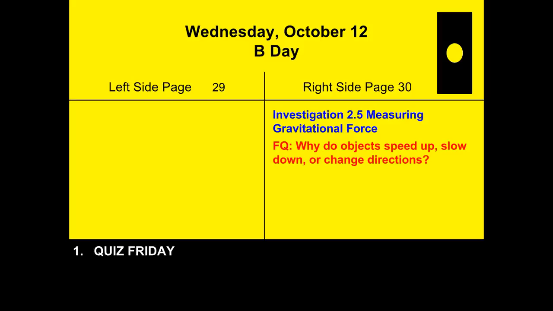We are on page 30. We are completing investigation 2.5, measuring gravitational force. And our focus question today is, why do objects speed up, slow down, or change direction? A little reminder, we do have a quiz on Friday.